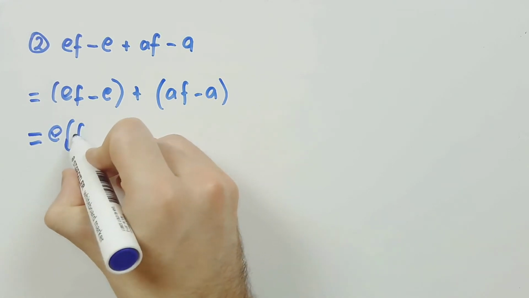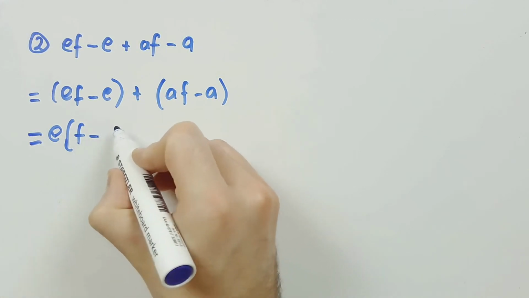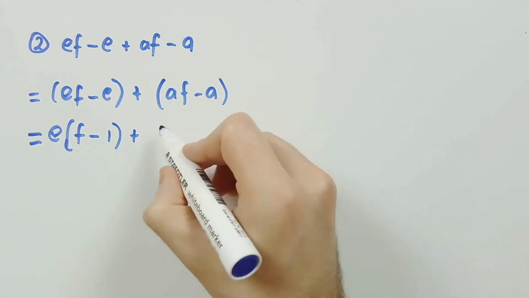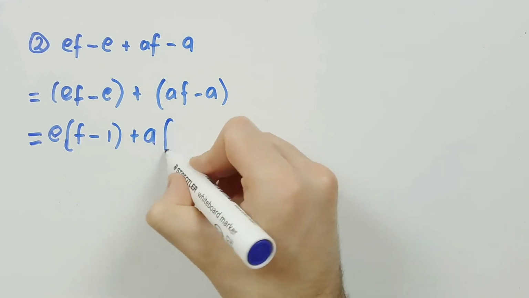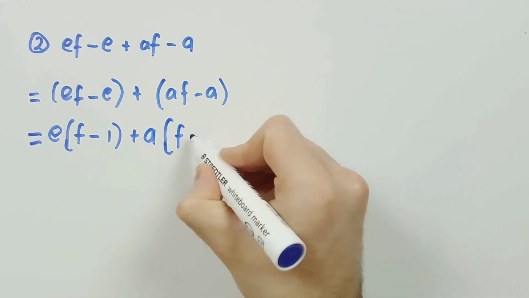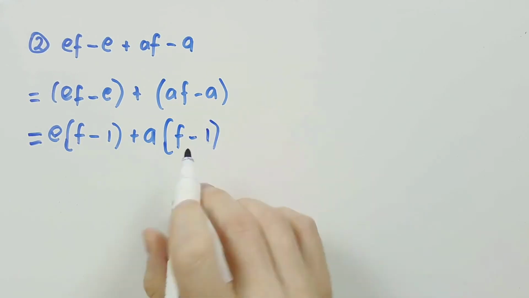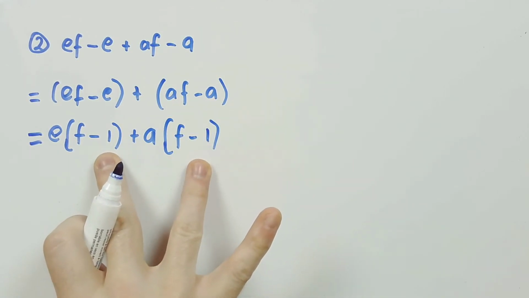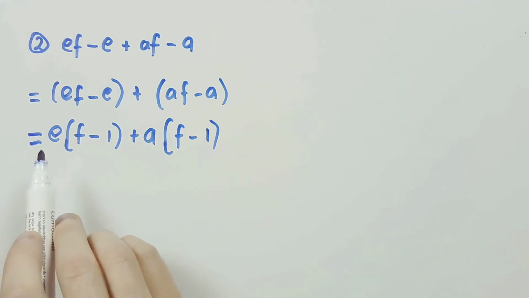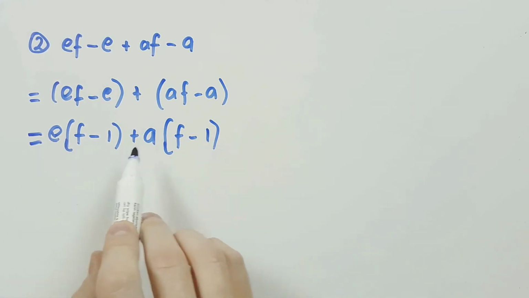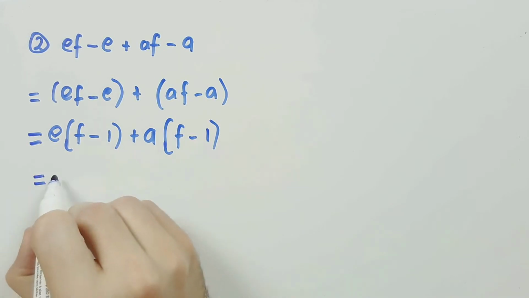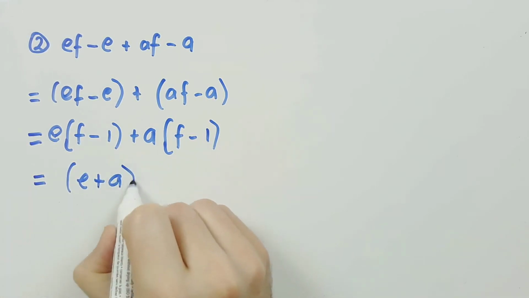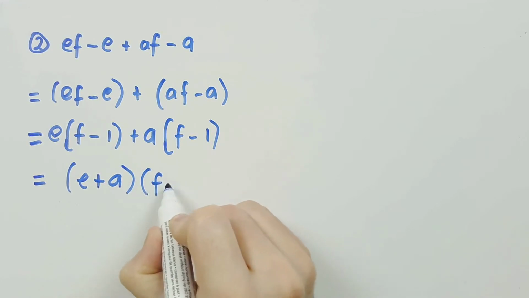F in the first term minus 1. And if we do the same thing here, we can pull out an A. That leaves us with F minus 1 again. And interestingly here, we end up with the same thing in each of the brackets. So as we did in the previous example, we can pull out the other components into another set of brackets. So here we can end up with E plus A outside of F minus 1.